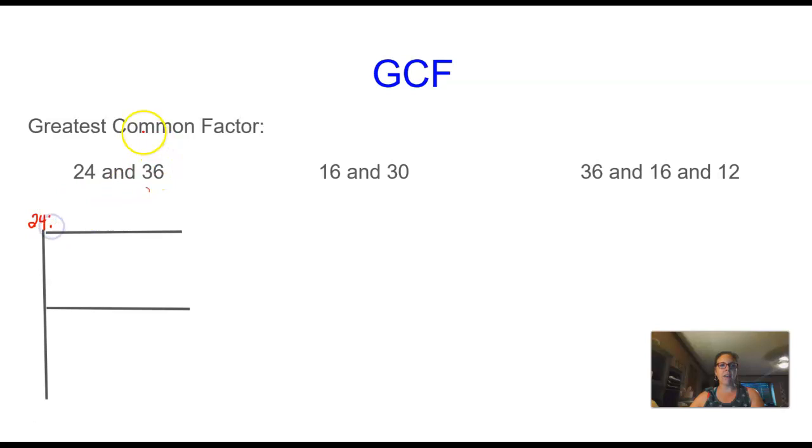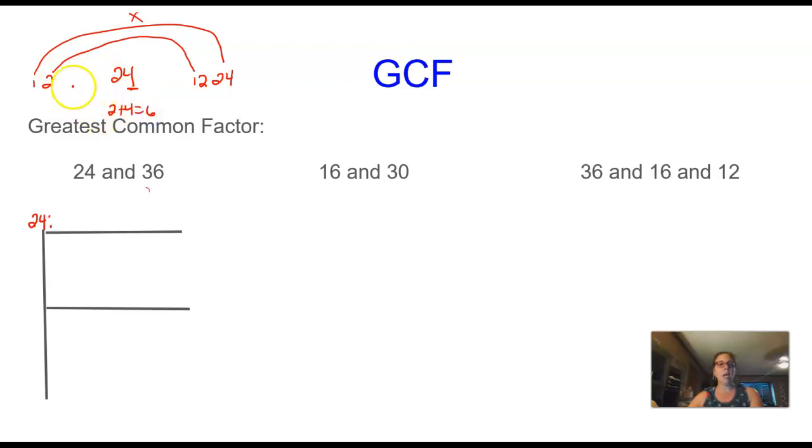And we're going to list our factors. So remember, we do factors using the factor rainbow. So we have 1 and 24. This is an even number, so we're going to use 2, and 2 times what gives me 24? 2 times 12. And then if we add 2 plus 4, we get 6.